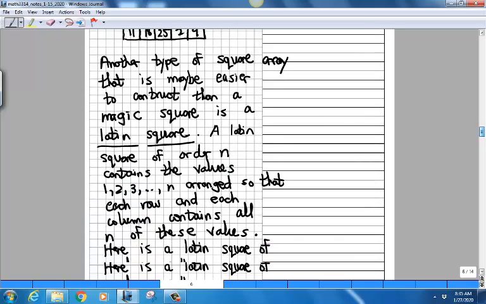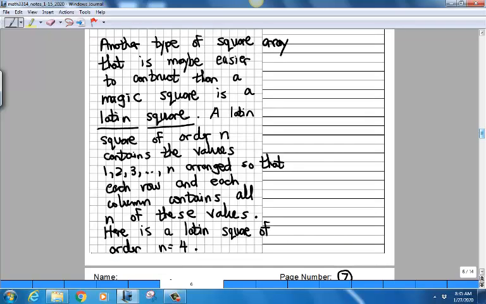Another type of puzzle, a slightly different type, but also with a rectangular array of numbers, actually has more important applications, especially in the design of experiments. Another type of grid is called a Latin square. So in a Latin square, again, you get an n by n grid, and you're going to fill that up.